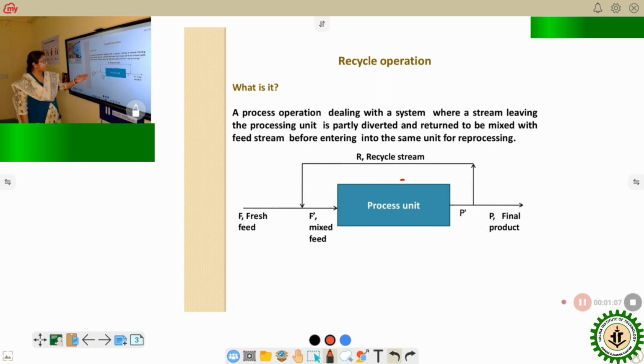Where we can see that when F is mixed with R stream, these two streams are bringing a new mixed feed stream having different composition. Now, when it is leaving as P dash stream, a part is diverted as recycled stream, and another diverted part is P, which is the final product. Both P and R, as well as P dash, have the same composition.